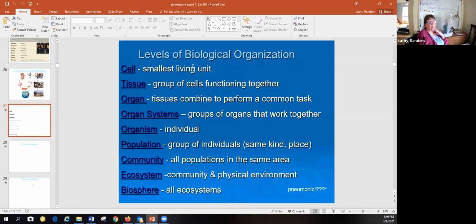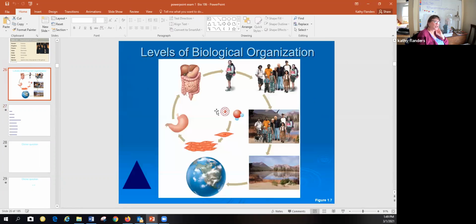Yeah, and our biological organization, from the single cell all the way up to the biosphere. If you look in your book, it actually goes farther, doesn't it? You can see it starts with individual atoms, but these are not living. This is a cell, and that's the first living of these.